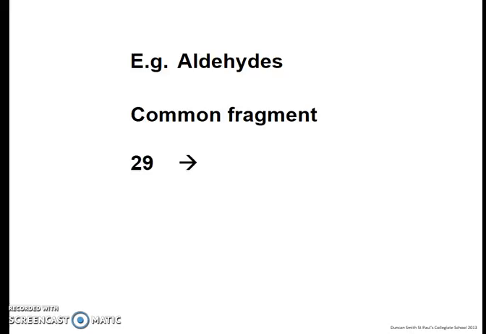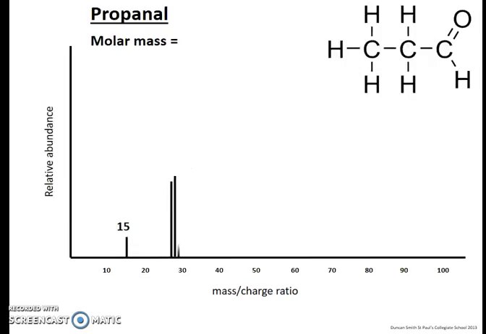Aldehydes also give us some information. So that fragment at 29 represents that chunk. And so that can be an interesting one. The trick with a fragment at 29, though, is it can also represent a CH3-CH2 group. So it's not as useful as some other things.